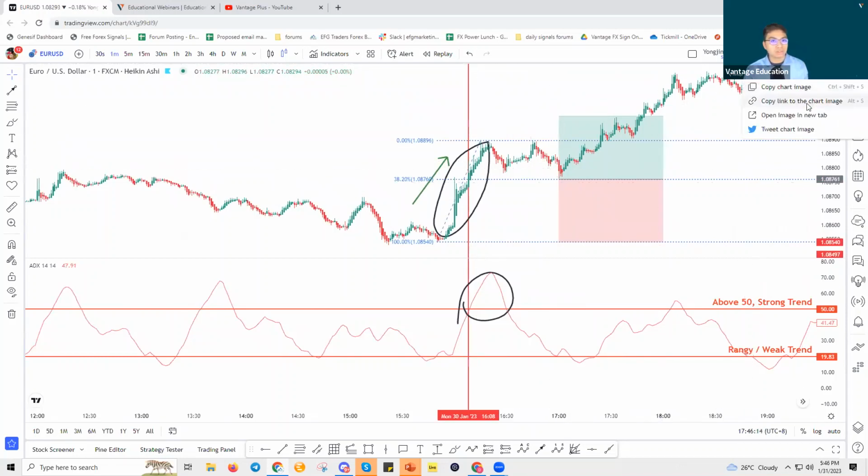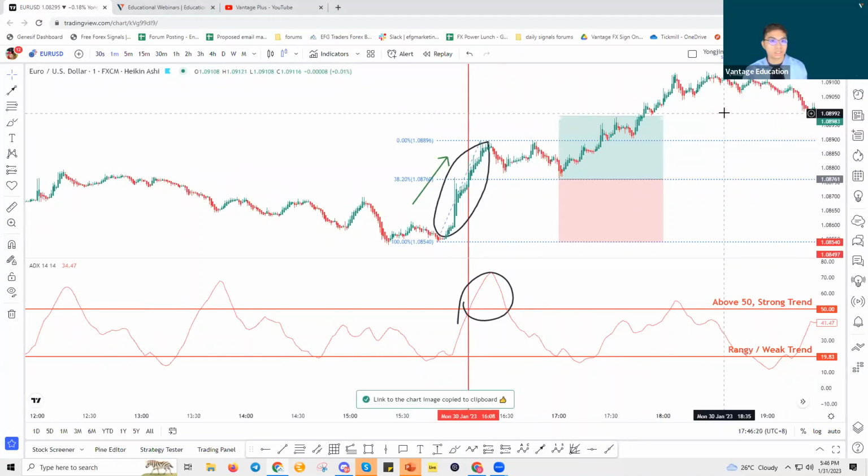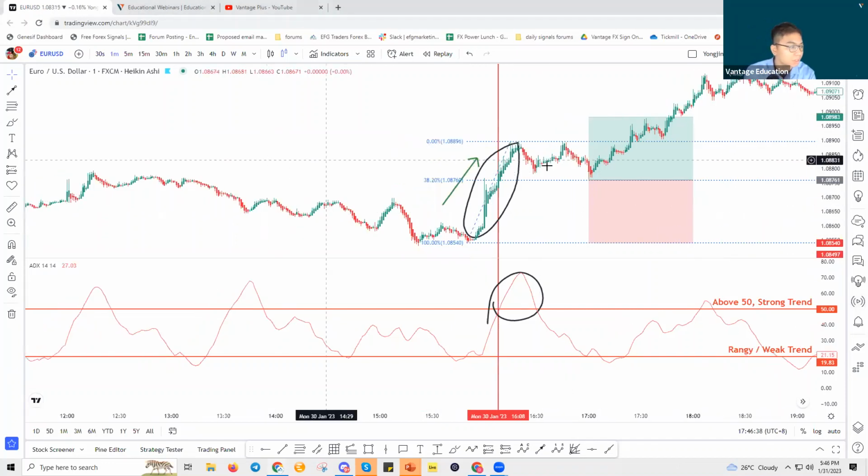Okay, let me screenshot this, send it to chat. Copy link to chart image. Okay, this is another example. I'll just label it out. Another example. Okay, yeah, let me find more.